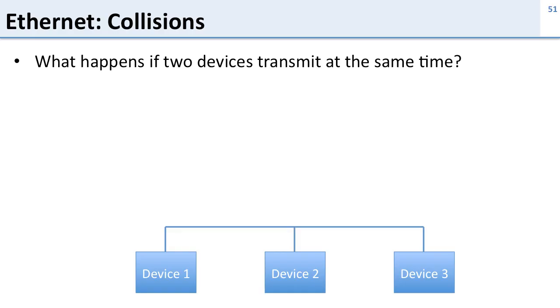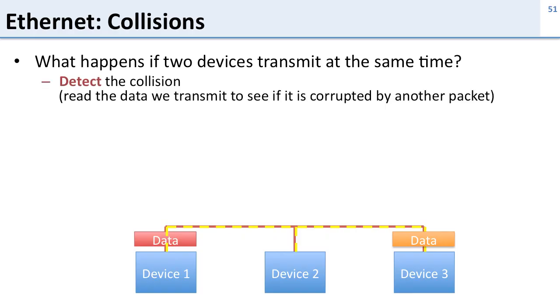So in Ethernet, we're sharing this wire. What happens if we have collisions? What happens if two devices try to transmit at the same time? It's a shared wire, so they're going to mess up each other's data. So here we have device 1 transmitting and device 3 transmitting at the same time. The first thing we do is detect the collision. To detect the collision, we read the wires while we're transmitting. If another device is transmitting at the same time, we're going to read back different data than what we think we're sending, and we'll see that it's corrupted.